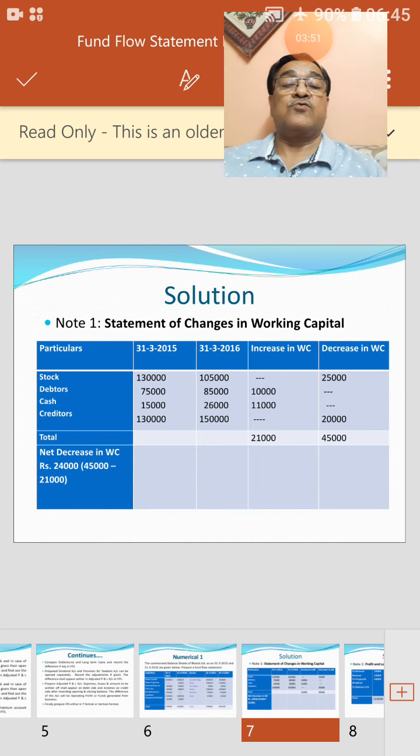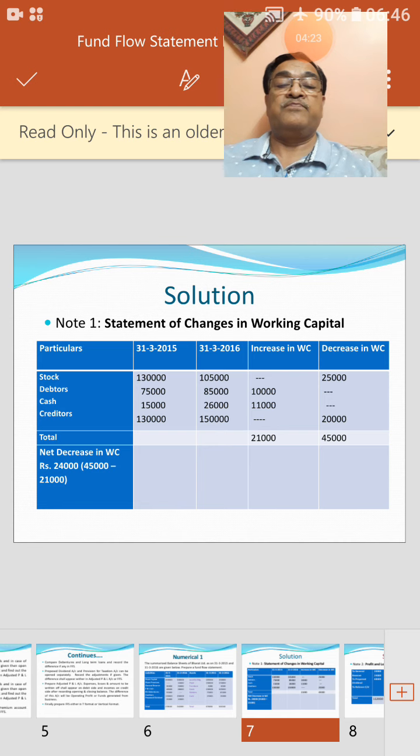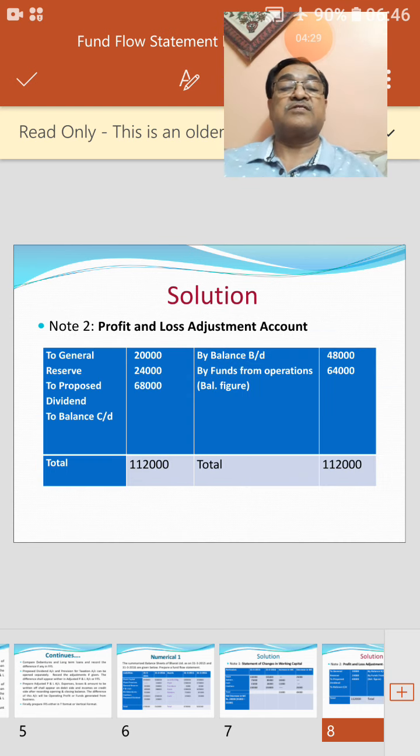First of all, you have to prepare a statement of changes in working capital, record all current assets like stock, debtors, cash, and current liabilities like creditors, and show the changes: increase in current assets in the increase in working capital column, and if there is any change in the creditors, it will appear in the decrease in working capital column. Finally, compare the increase in working capital column and decrease in working capital column. The net increase or decrease will be recorded in fund flow statement.